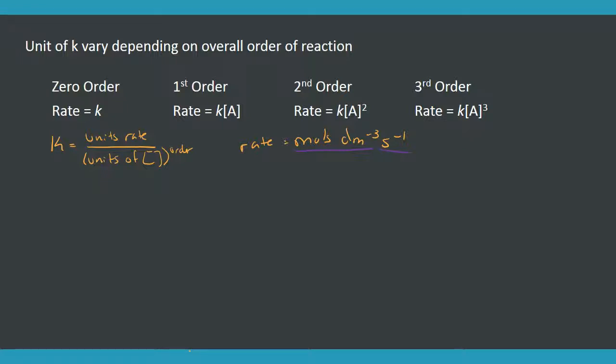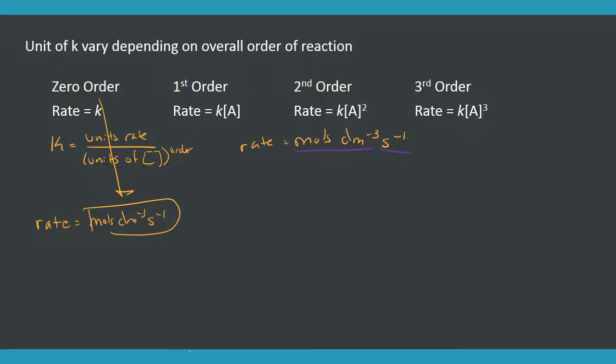That means K equals the rate. So rate equals moles per decimeter cubed per second. And that would be the value of K for a zero order reaction. All right, for a first order, it gets a little bit more difficult. And I'm going to run out of space, so I'm going to just write where I can.